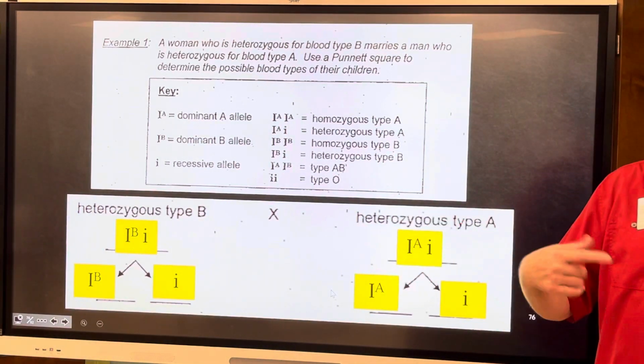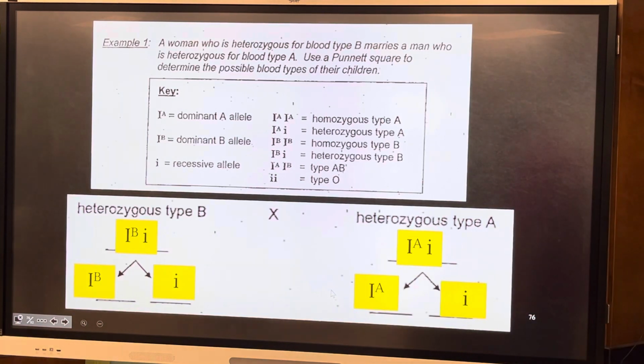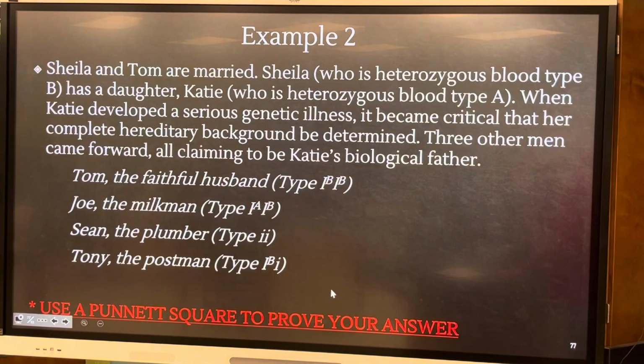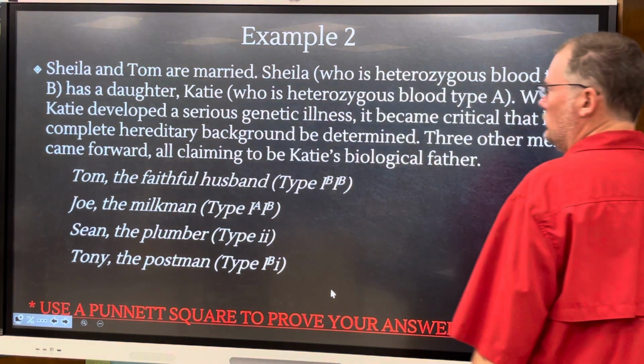I think we're kind of going backwards here, but yeah, we did go backwards. Ha ha ha. Okay, that's fine. But example 2 is forwards.